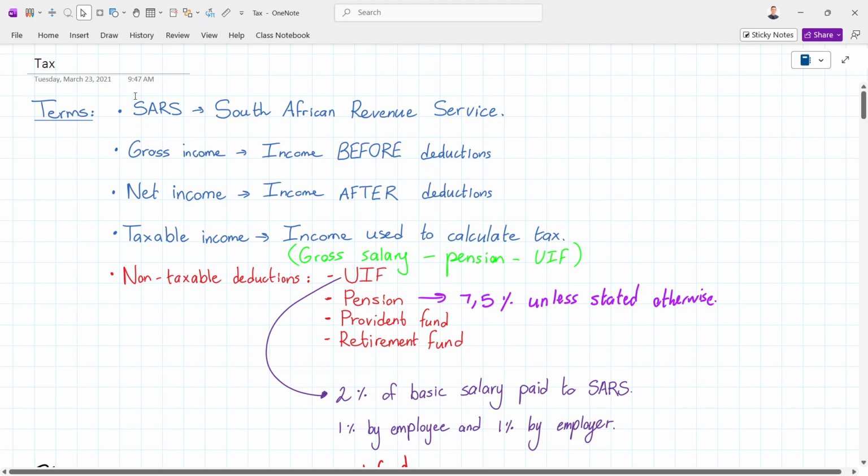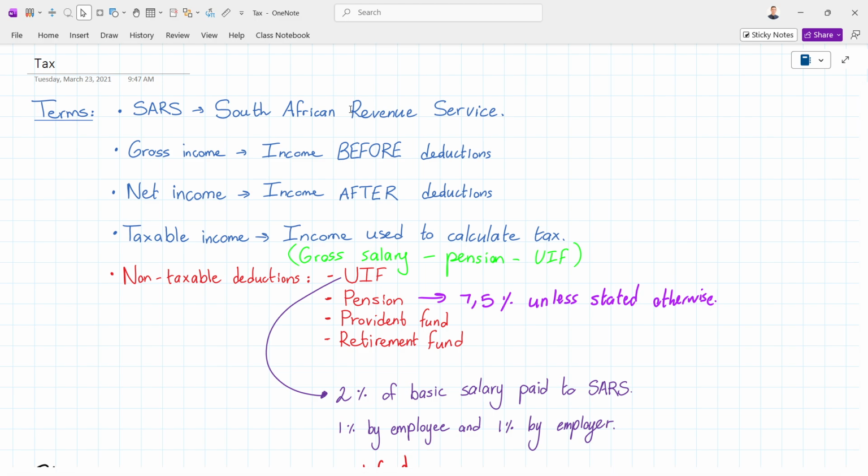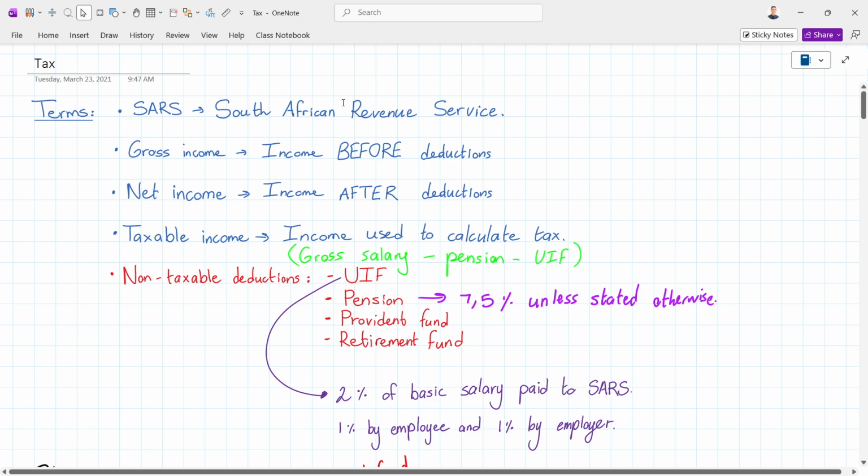They can ask you what SARS stands for. Now that is the South African Revenue Service. They are the people that collect the tax. They are responsible for tax in South Africa, for just keeping track of it and making sure that the government gets their taxes. Then you have your gross income, or gross income, depends how some people pronounce it differently.